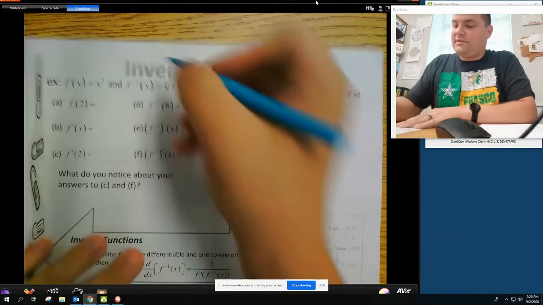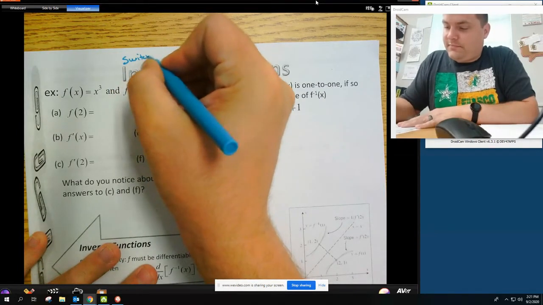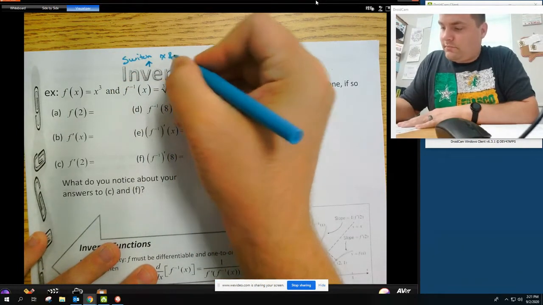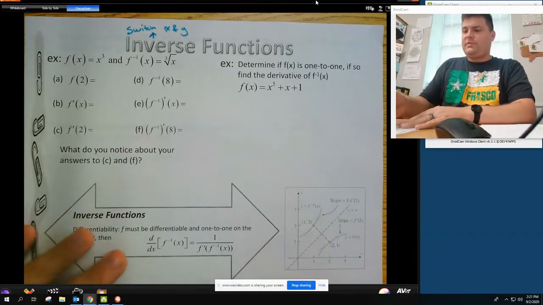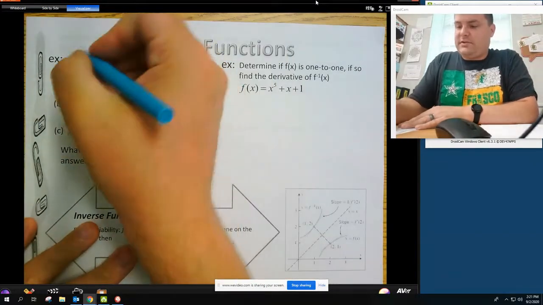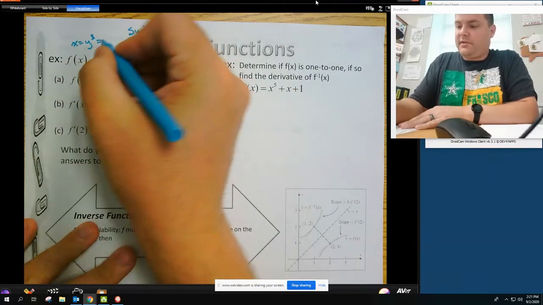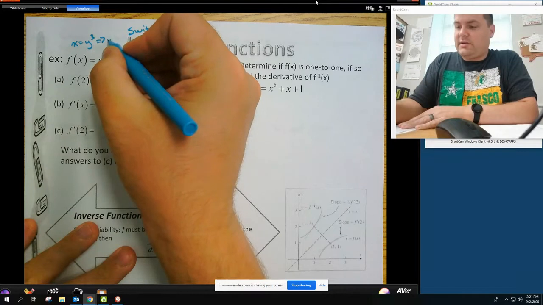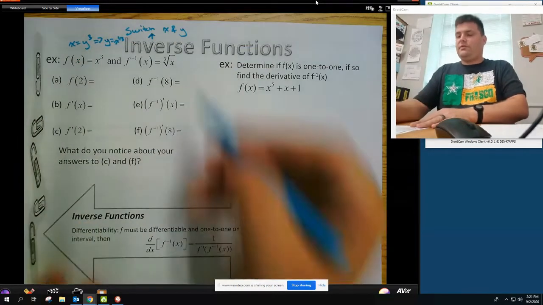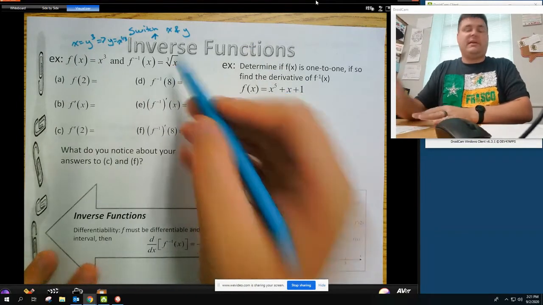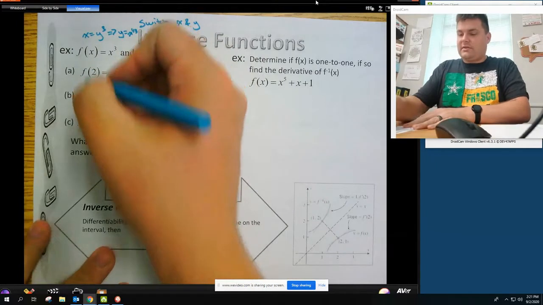Well, an inverse is when you switch your x and y. So that's what an inverse is. So for this, all they did was they switched their x and y, and then they solved for their y. So that's why they're going to get y equals x to the 1/3, which is the same thing as the cubed root of x. So let's go through this, and let's answer these questions.